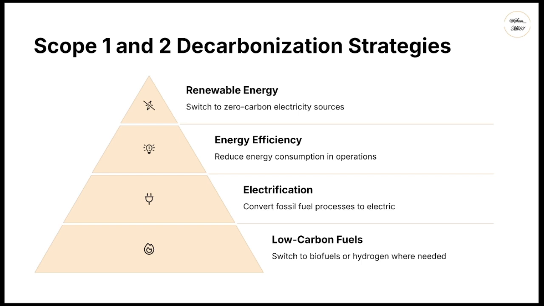Second is focusing on energy efficiency. This means optimizing buildings, equipment, and operations to reduce overall energy consumption. Third, we have electrification, replacing fossil fuel powered equipment such as boilers, vehicles, or industrial equipment. And finally, when further electrification is not feasible, consider low carbon fuels like biofuel and hydrogen. These are the strategies that you can use for decarbonization for scope 1 and 2.